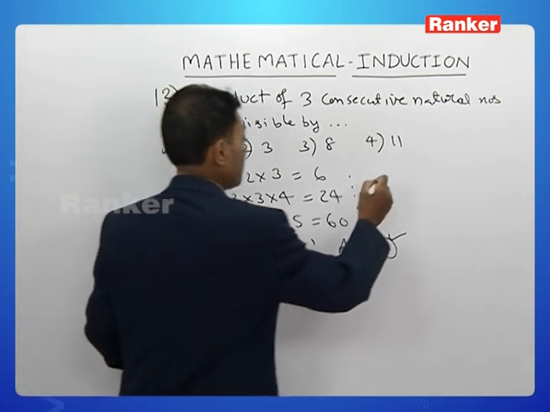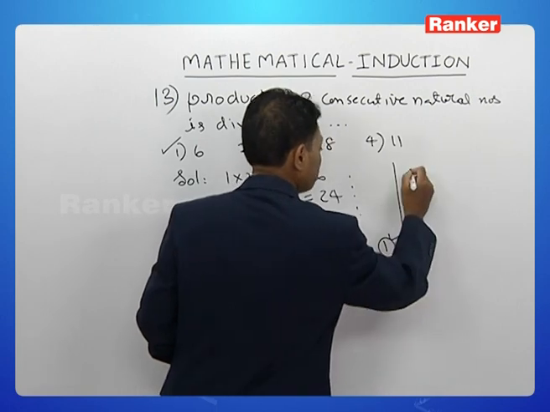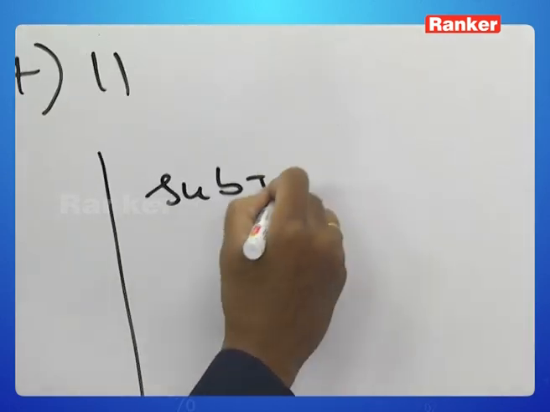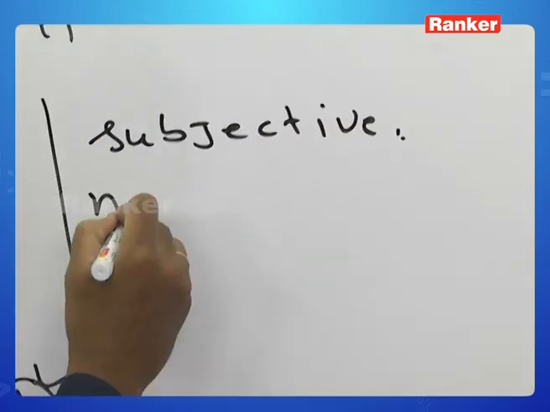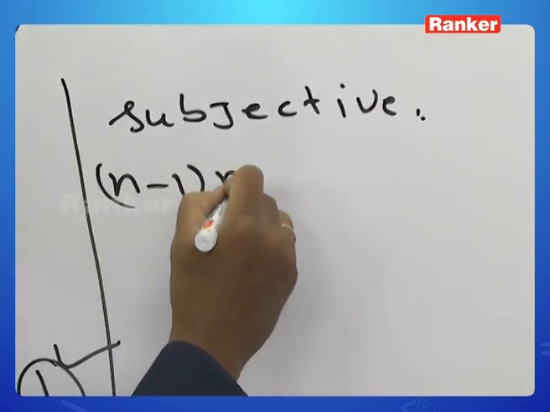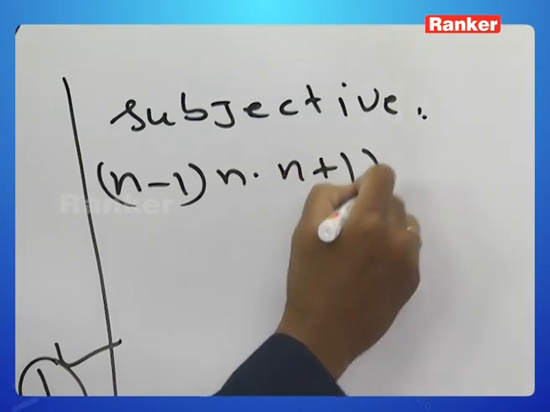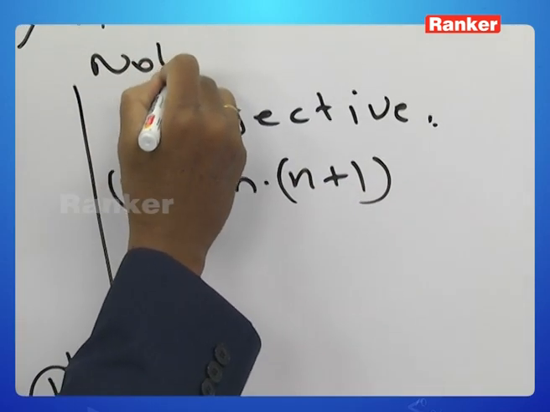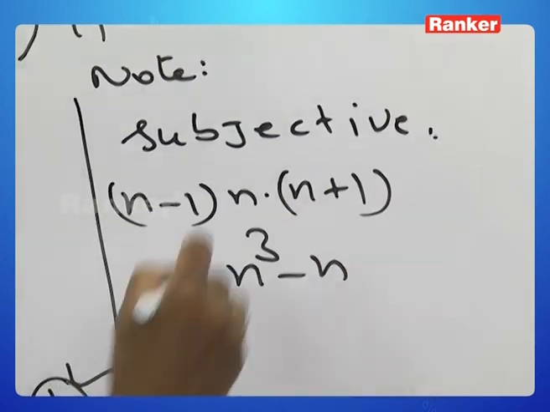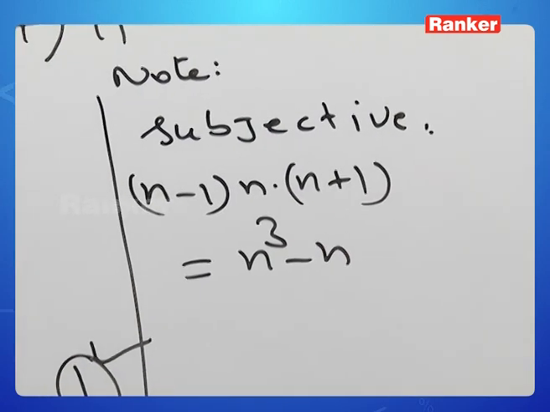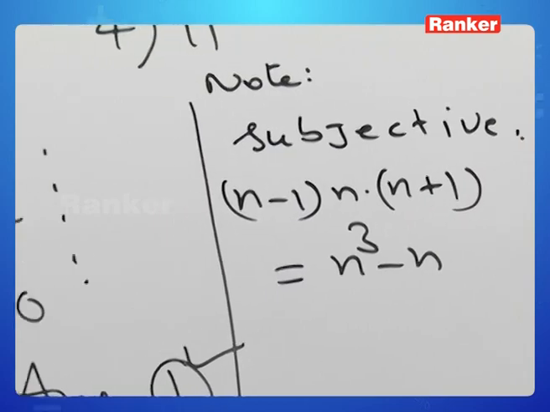Suppose this is given as a subjective question. Suppose the same question is given subjective. Then what do you do? Yes, you take n minus 1 into n into n plus 1. Right? If it is given subjective, you consider n cube minus n and do the same. Putting n is equal to 1, 2, 3, you get all these values. Okay?